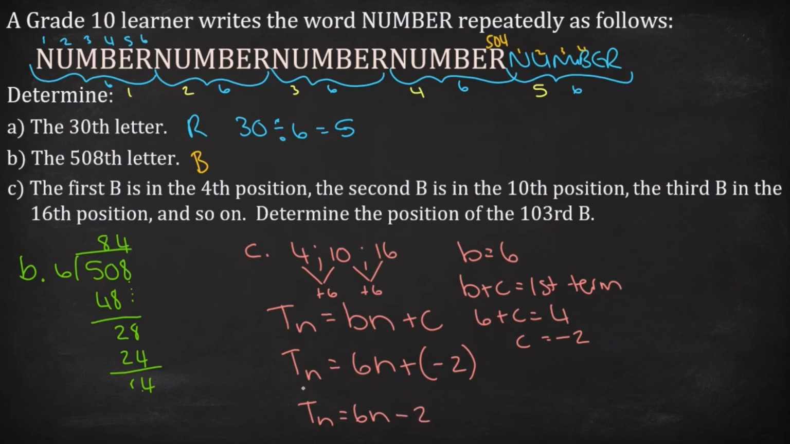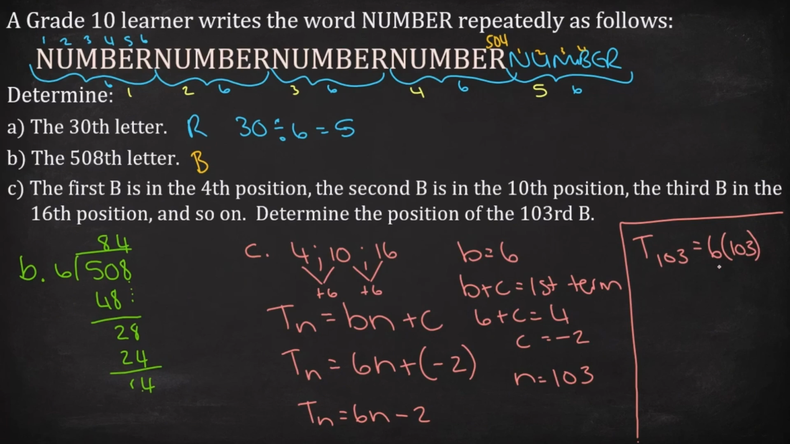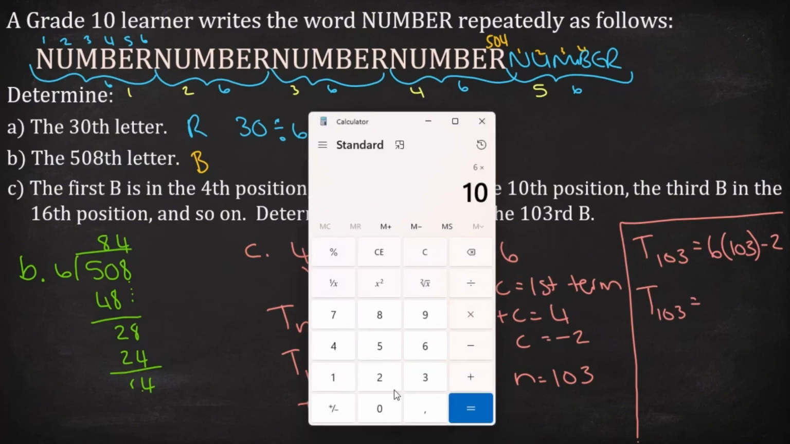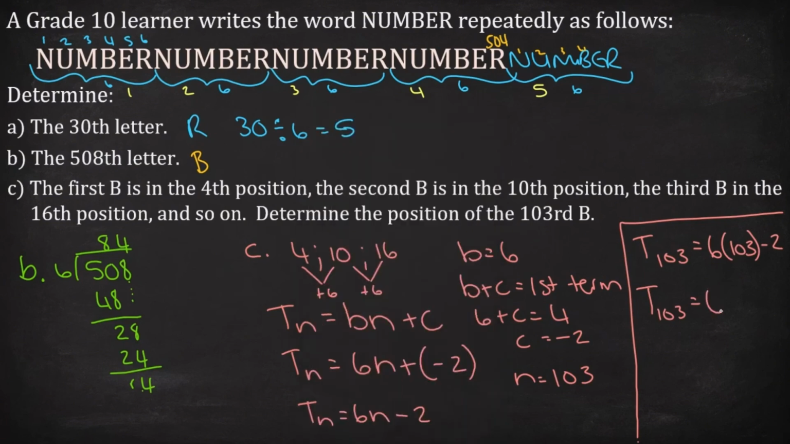Okay, now that we found the general term for this number pattern, I can replace n equals 103 into this formula. I'm just going to make space for us here. T103 equals 6, and then let's replace 103 into n minus 2. T103 equals, let's calculate that, 6 multiplied by 103 equals 618 minus 2. And 618 minus 2 is 616. This answer means that the 103rd term is in the 616th position.